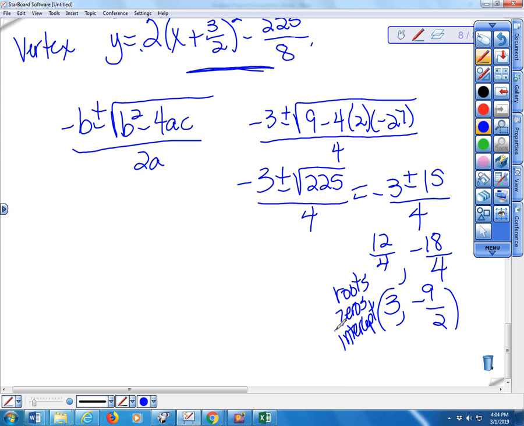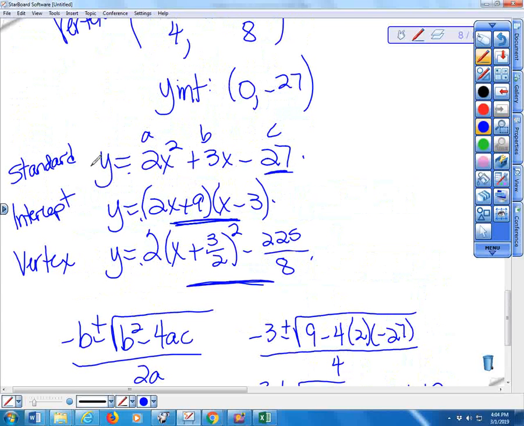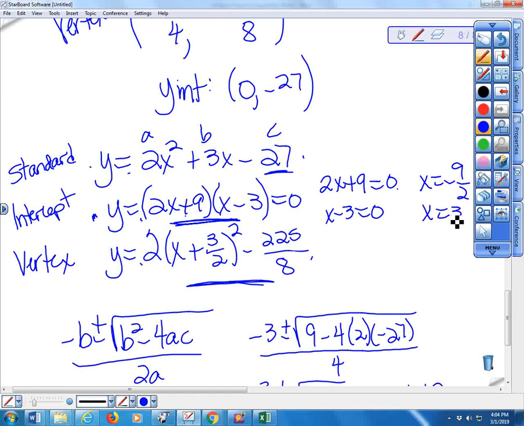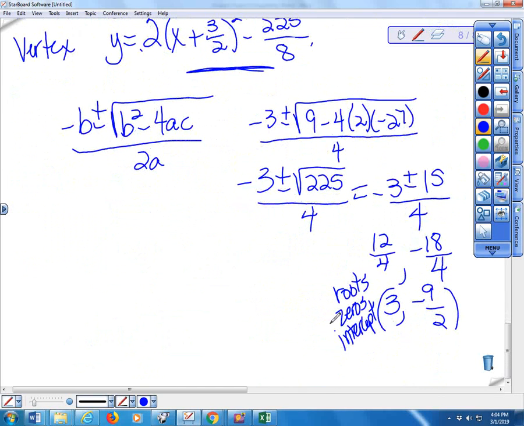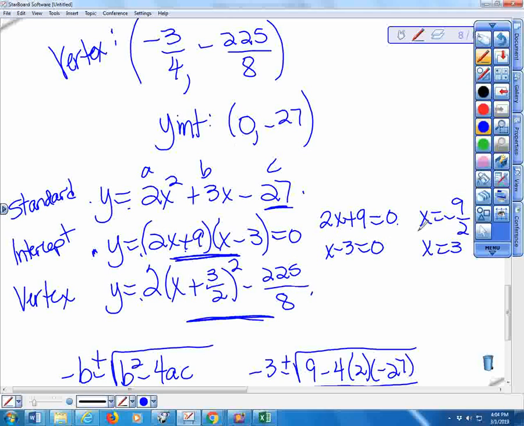All right, so I just found the roots using the quadratic formula. Now I'm going to find the roots from the intercept form. So all I do, I need to set this equal to 0. I'm going to set 2x plus 9 equal to 0, and I'm going to set x minus 3 equal to 0 and solve. Subtract 9, divide by 2, x is equal to negative 9 halves. Add 3, x equals 3. So note, the zeros from standard form and the zeros from the intercept form are the same zeros. Because it's the same parabola, it's going to have the same roots. We're just finding them in 3 different ways.